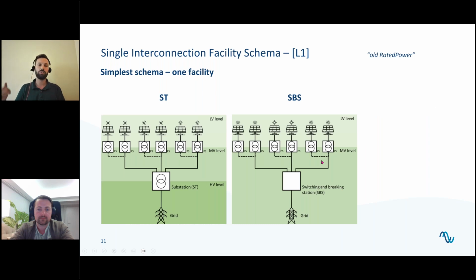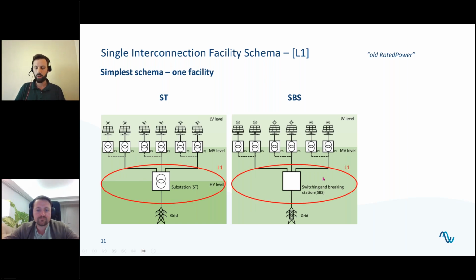Let's now move to see the first interconnection facility schema, the so-called L1 schema. This is nothing more than the old rated power, so this is the old solution that you already know. It was very important for the team to create a solution that was built up on the existing one. So if you're interested in having just a single interconnection facility, nothing will change for you. This facility could be a substation, and you have an example here on the left, or a switching and breaking station. As mentioned before, the only difference is that now you can draw this SBS polygon from the beginning. So this is going to be our L1 level.